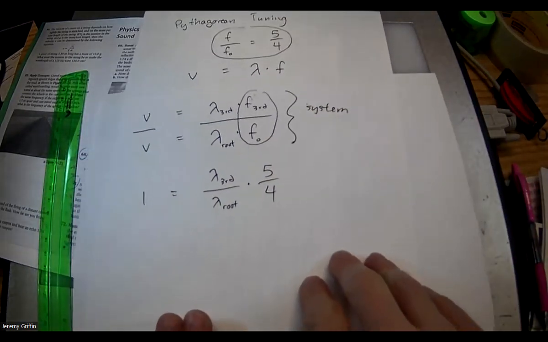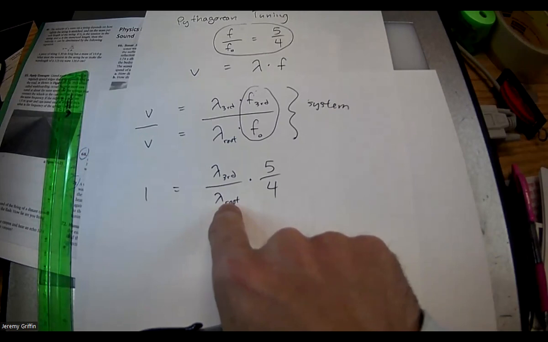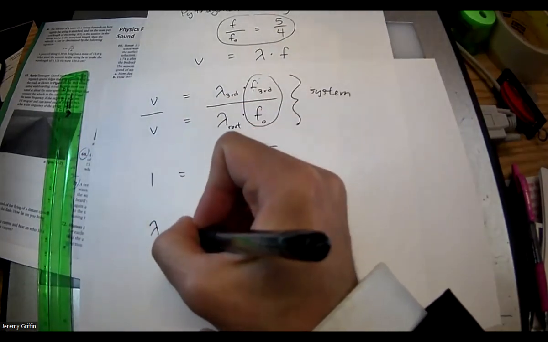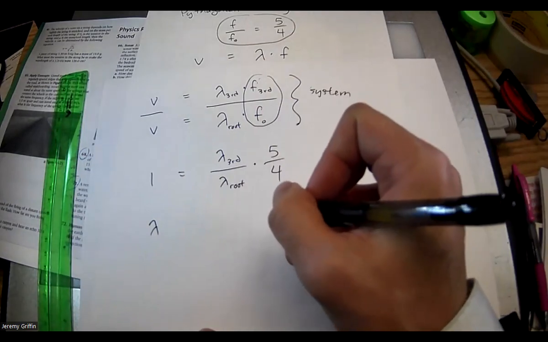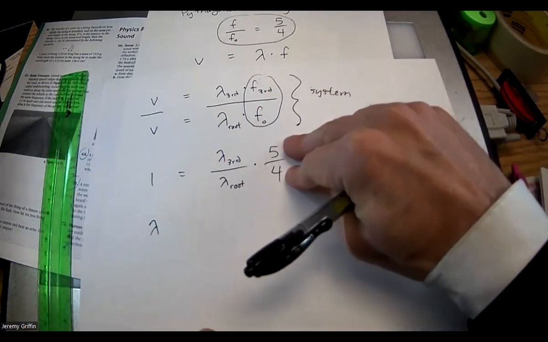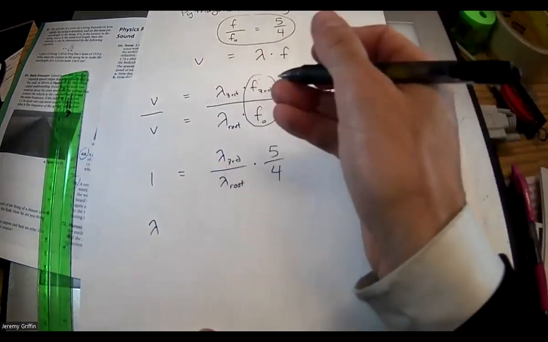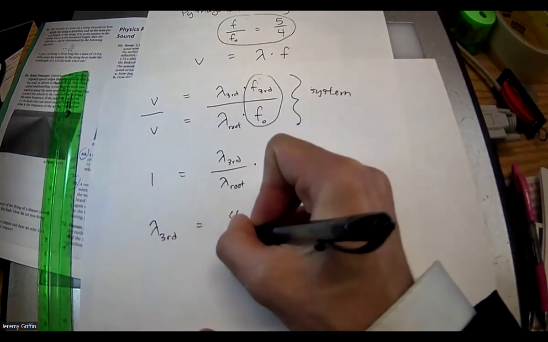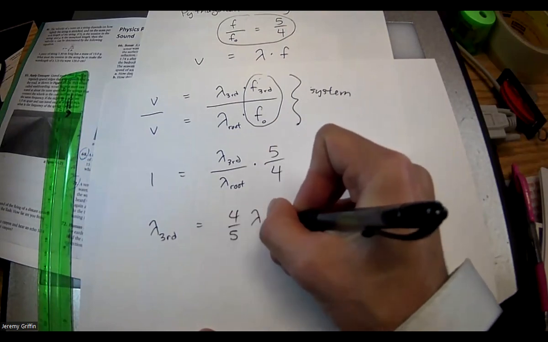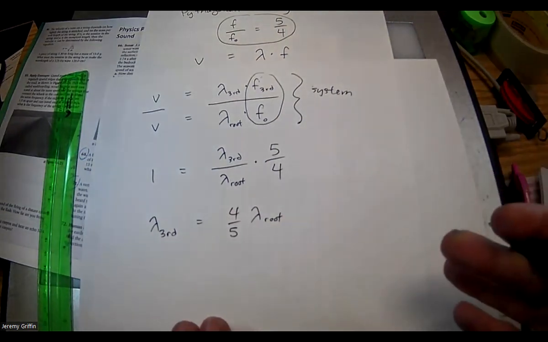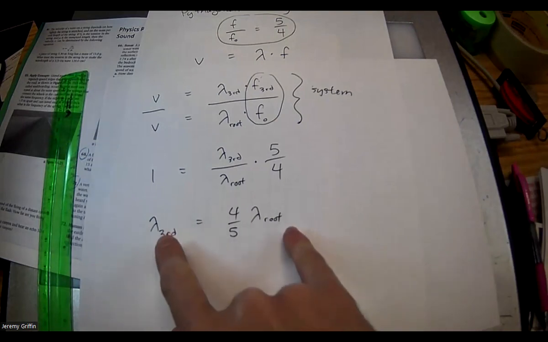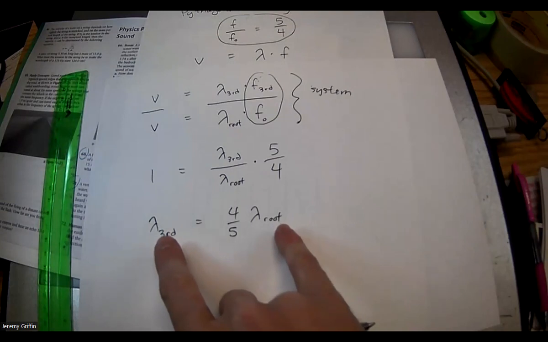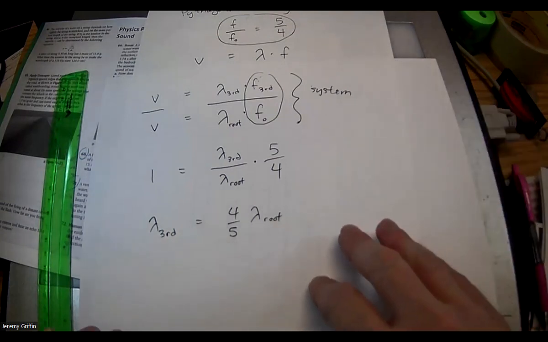So if I cross multiply the wavelength, now it's the other way around. Take this fraction up, dunk it upside down, do some cross multiplication. The wavelength of the third is going to end up being 4/5 of the wavelength of the root. Now again, the wavelength and the length of the pipe are not the same thing, but they are directly proportional. Whether it's a 1-to-4 ratio, it'd be the same either way, or however you do it.